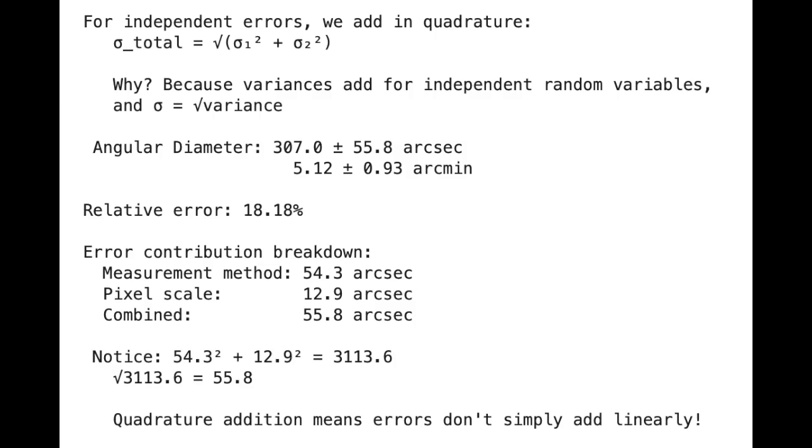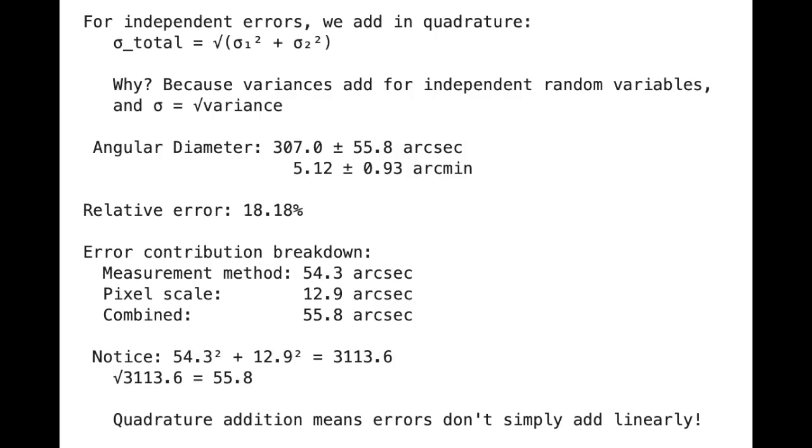Let's walk through it. 54.3 squared plus 12.9 squared gives us 3115.5. Square root of that is 55.8 arc seconds. So our angular diameter is 307 plus or minus 54 arc seconds. In arc minutes, that's 5.12 plus or minus 0.93.